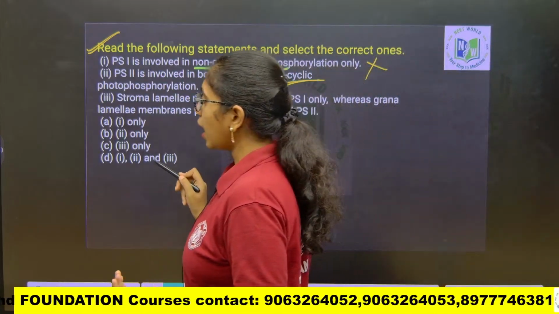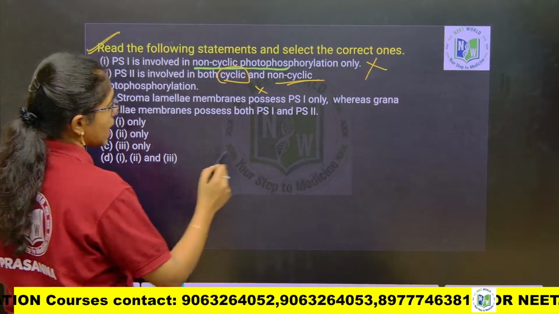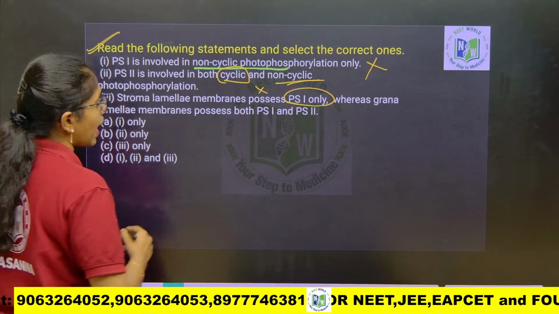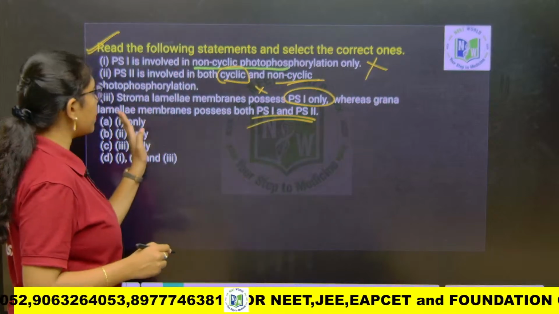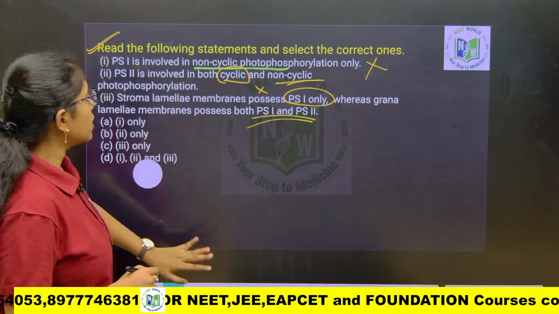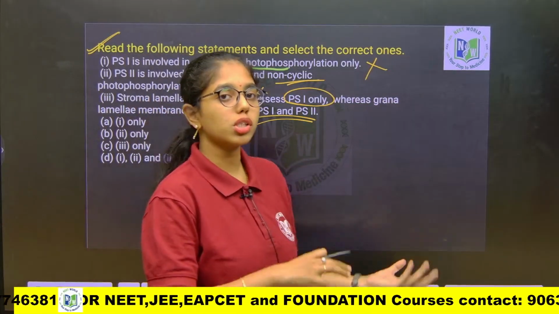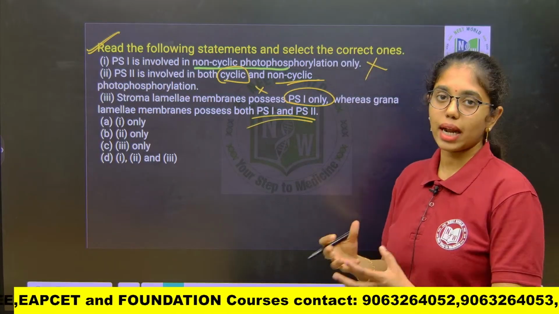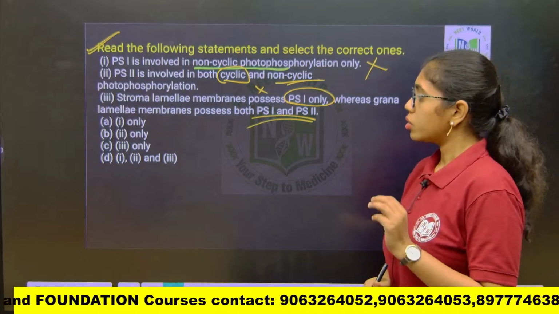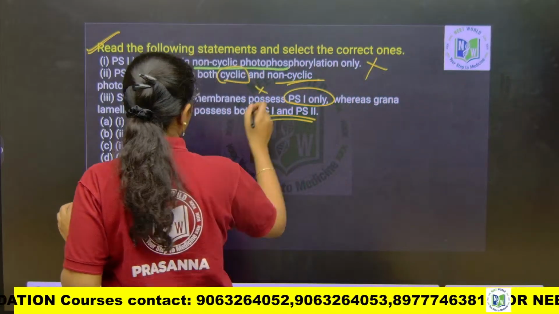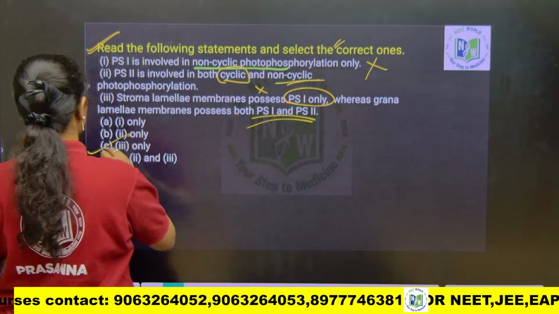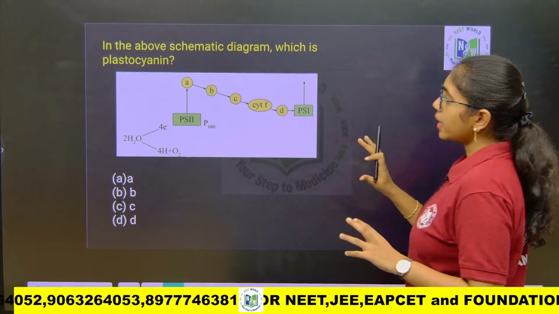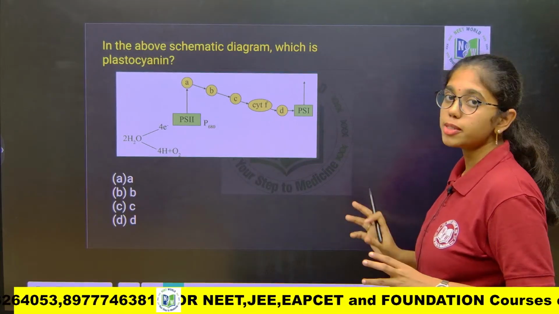Third statement you see, stroma lamellae membranes possess PS1 only, whereas grana lamellae possess both PS1 and PS2. Correct, right? Grana lamellae or thylakoid lamellae, one and the same. These membranes are having two photosystems, photosystem 2 and photosystem 1, whereas stroma lamellae has only photosystem 1, that is conducting bacterial photosynthesis. So, now here he asked us to identify the correct ones, and the correct statement is option 3. Clear?